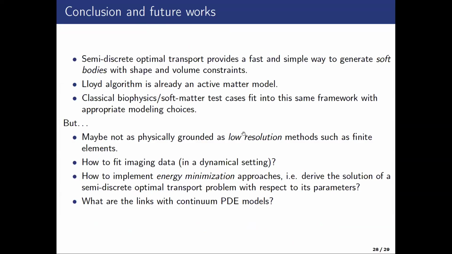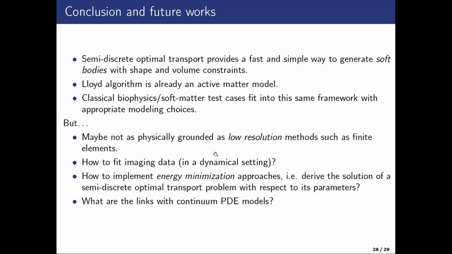So we have a fast and simple way to generate soft bodies with some constraint on the shape and volume. This algorithm with the internal pressure is actually called the Lloyd algorithm, I forgot to say. It's already in itself almost an active matter model. You can just add all the forces you want, and then the game is to choose the forces. And most of the classical biophysics test cases that I know fit into this framework with some appropriate modeling choices. So there are some drawbacks.